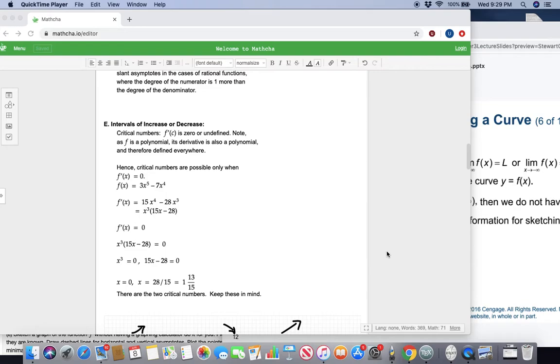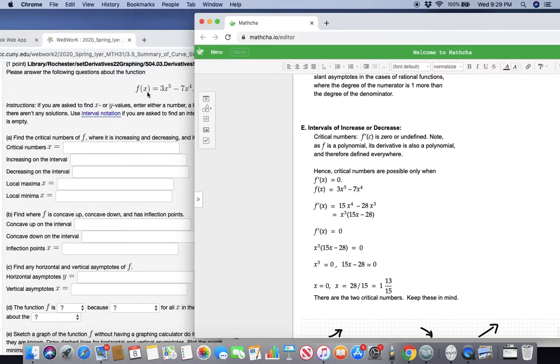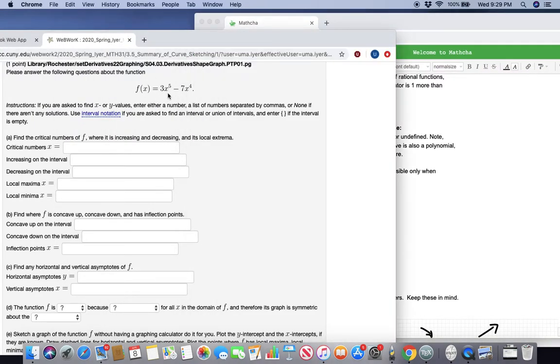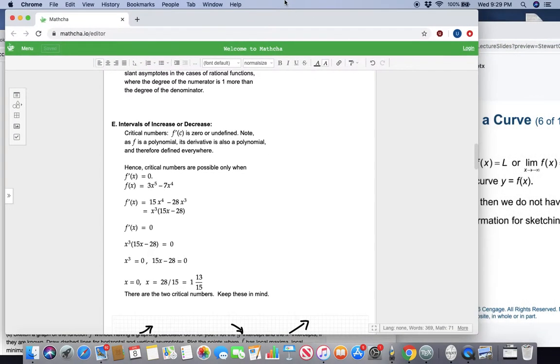Continuing with our checklist for my function. Let me remind you the function f(x) equals 3x to the power 5 minus 7x to the power 4. Okay. Intervals of increase or decrease. To find intervals of increase or decrease, we first need to find critical numbers. Find the derivative. What are critical numbers? Where the derivative is 0 or the derivative is undefined.